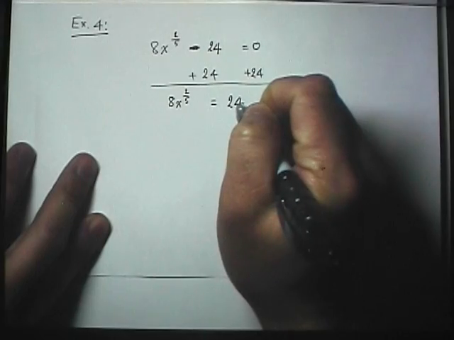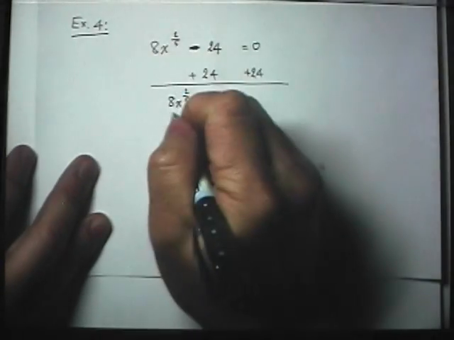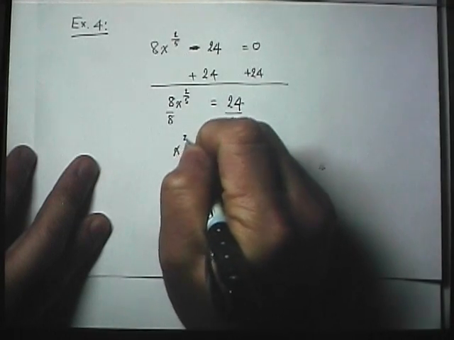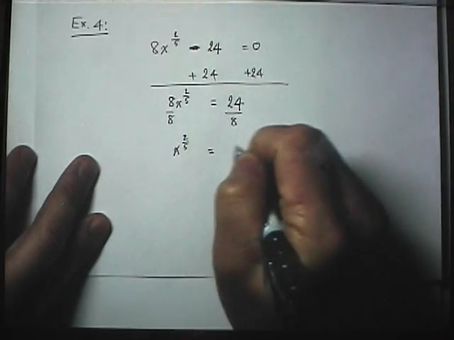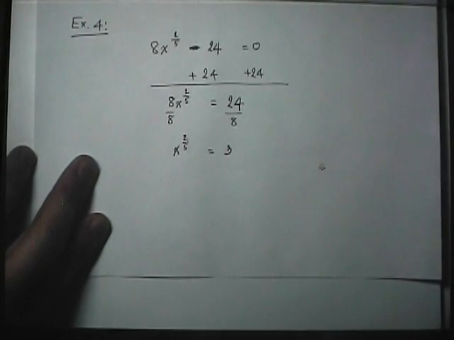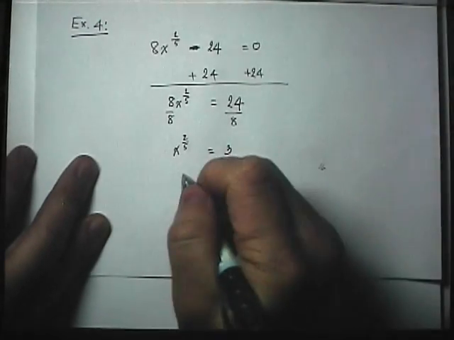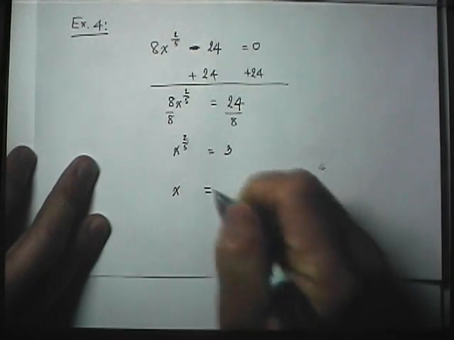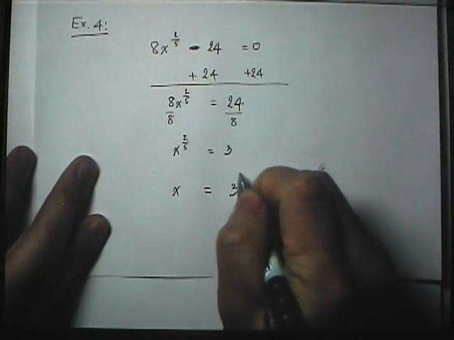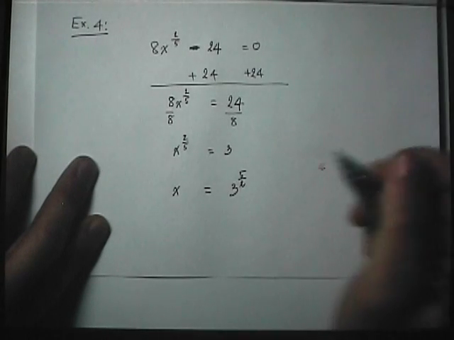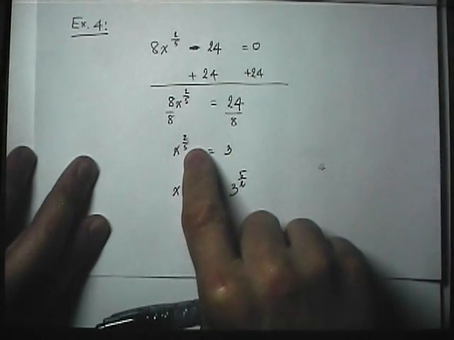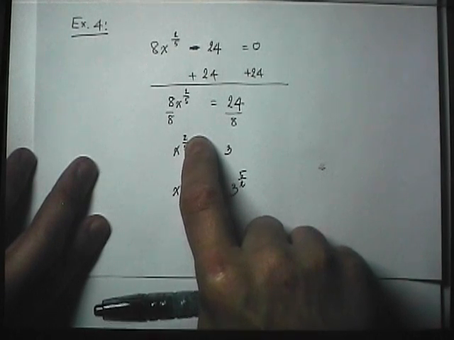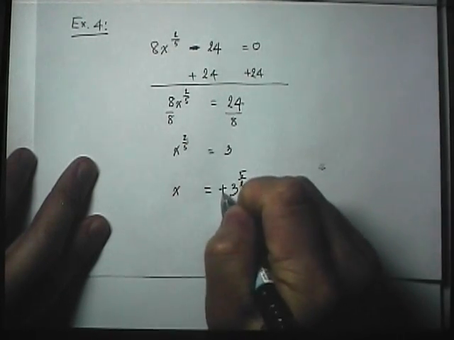And now one more step to bring that to the ordinary form. Dividing 8 from both sides. And that leaves me x to the 2/5 power equals 3. Okay. And now, to come up with my answer, x equals 3 to the 5/2 power. And here, if you look back into the ordinary form, the numerator of the rational exponent is an even number. So in my final answer, I need to do plus and minus.